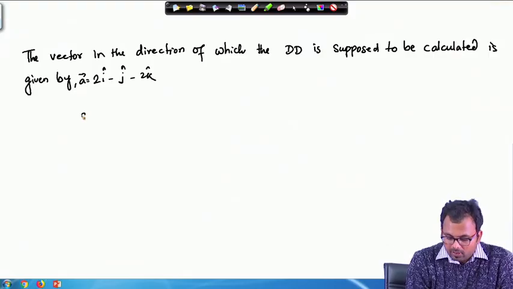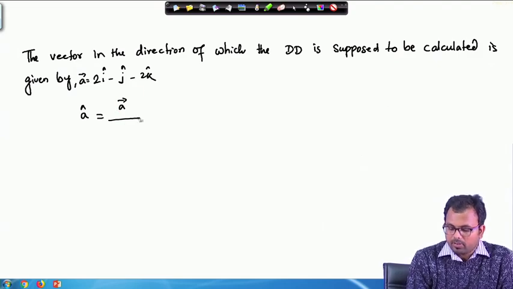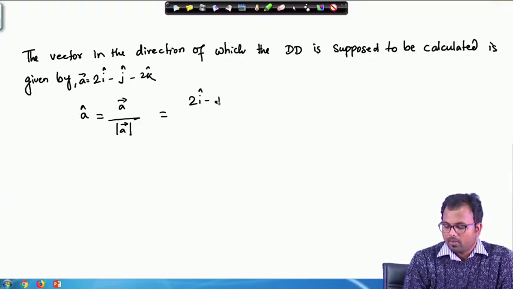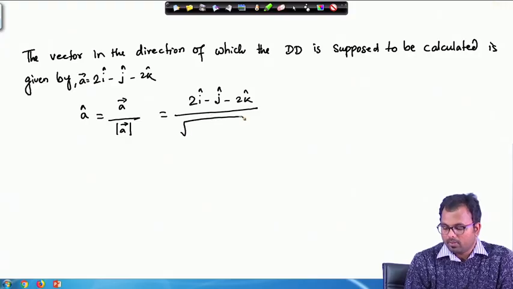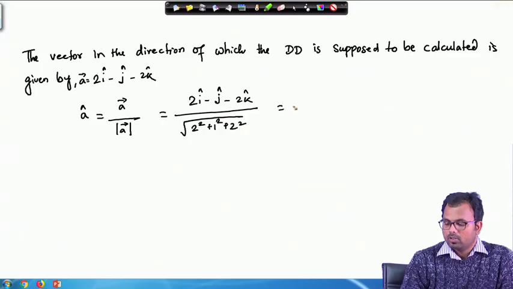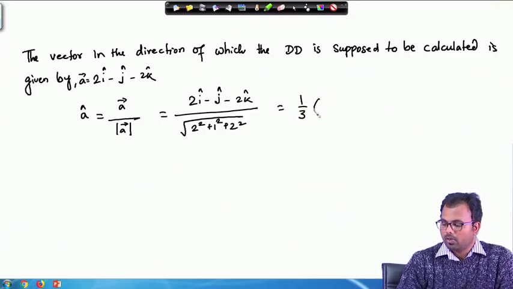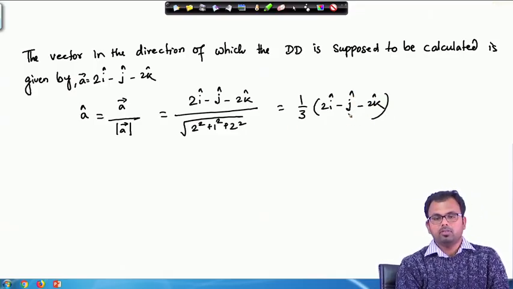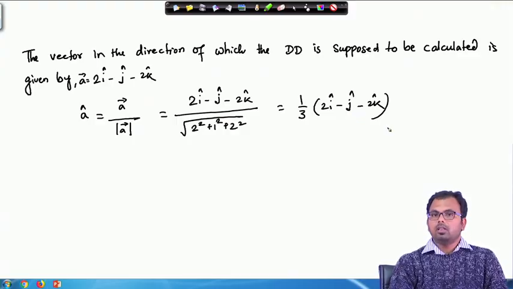The unit vector is obtained by dividing the vector A by its magnitude. The given vector is 2i minus j minus 2k, and its magnitude is the square root of 2 square plus 1 square plus 2 square, which is the square root of 9, so 3. So we take 1 by 3 out, and the vector is 1/3 times (2i minus j minus 2k). Now it is a unit vector, so if we take the magnitude of this A cap, it will yield 1.